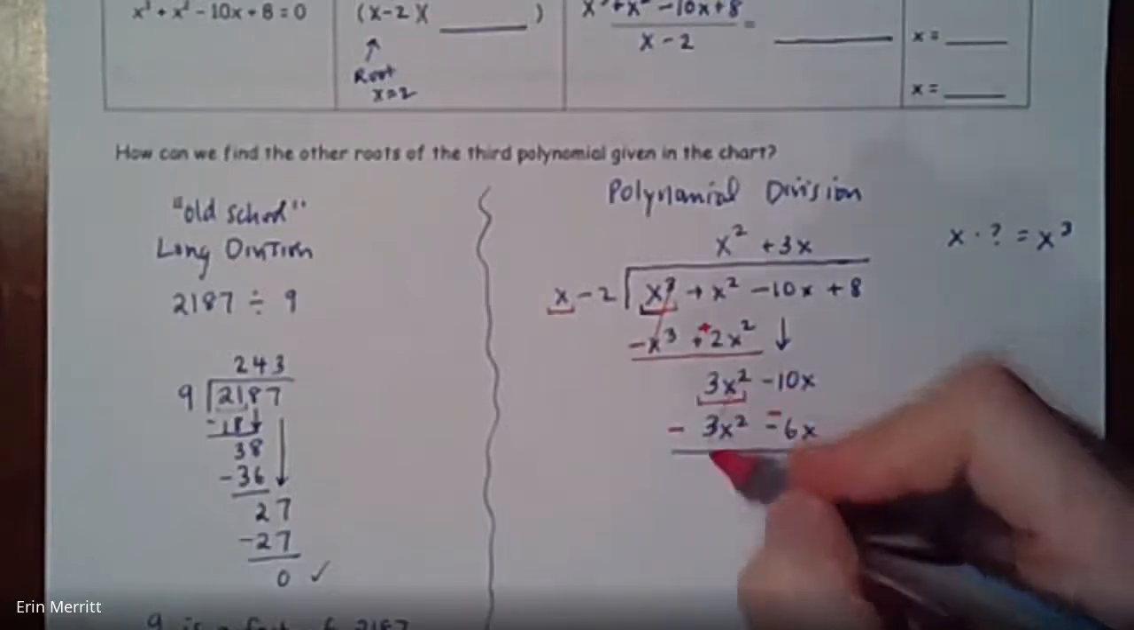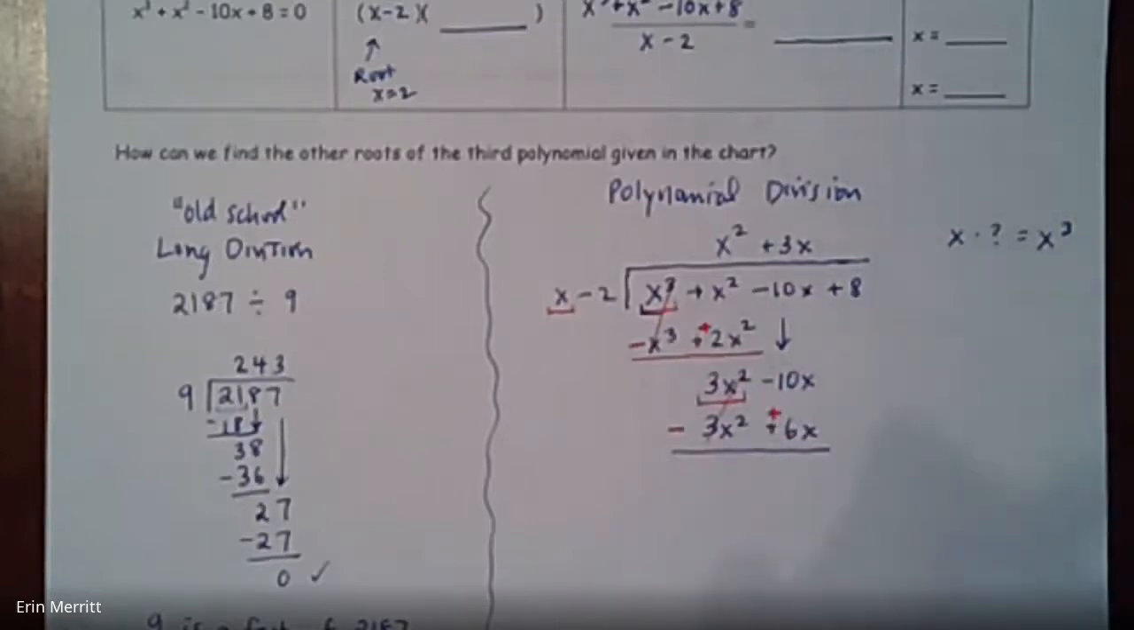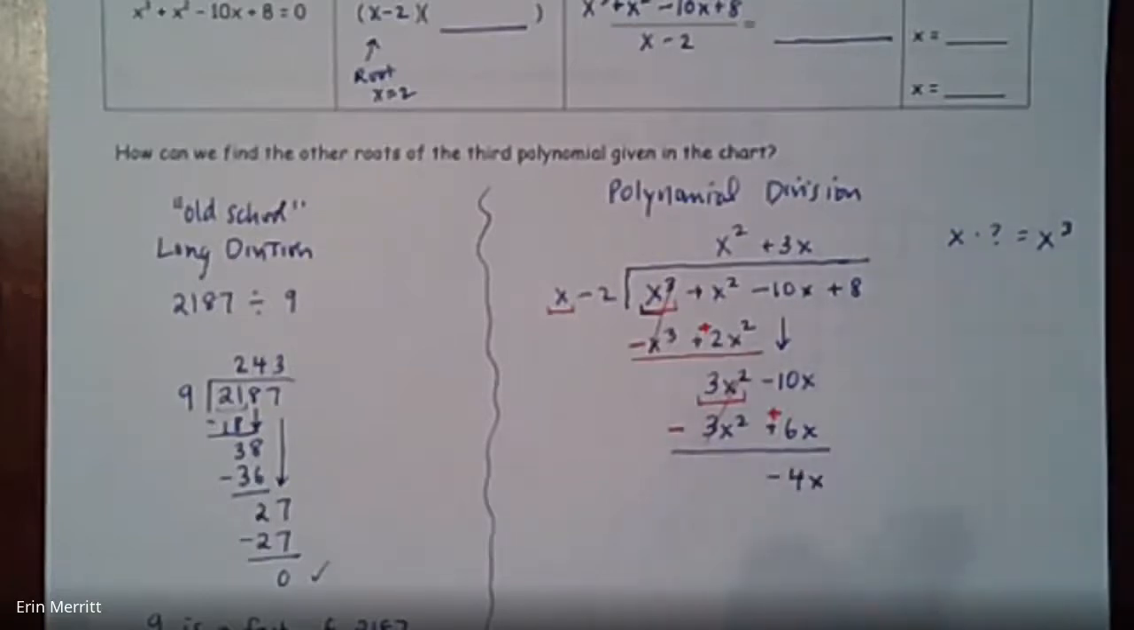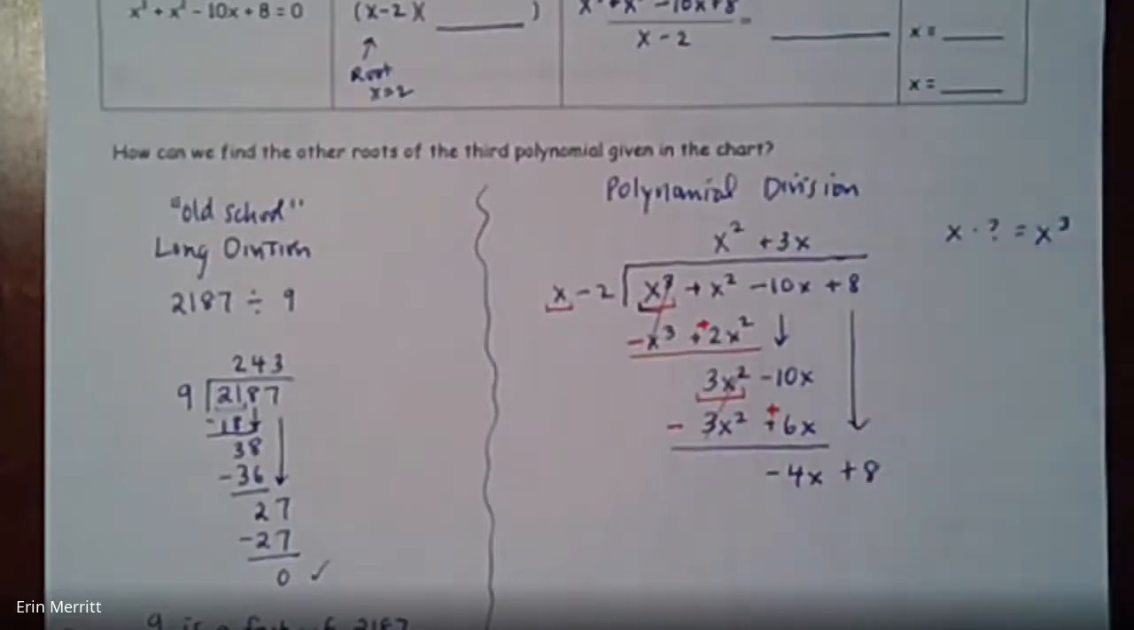All right, that cancels, which is what it should do. This again will flip to plus a positive, and so -10x plus 6x, that's going to give me -4x. All right, finally, bring down that last term, and let's take a look at the leading term here.